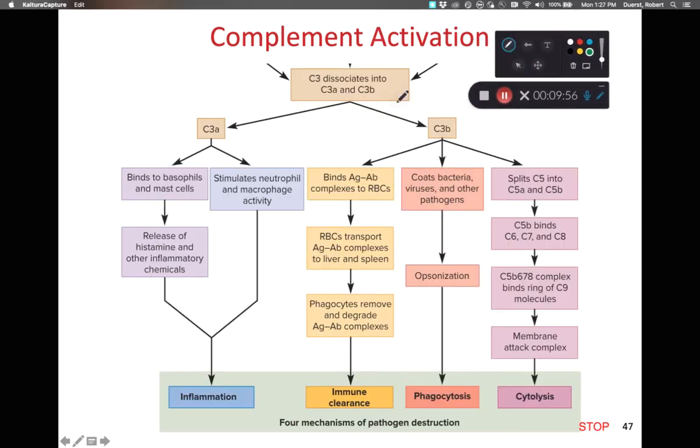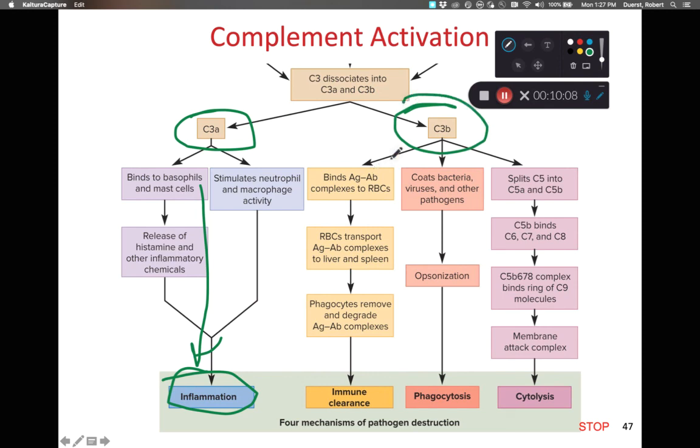And as we look at those, just to recap, complement protein 3A is going to be responsible primarily for the inflammatory effect, whereas complement protein 3B is going to focus on activating immune clearance, phagocytosis, and cytolysis.